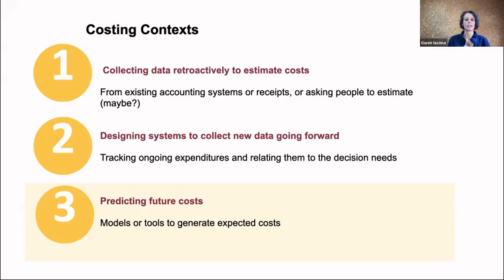So collecting data retroactively. There's also the context where, kind of like Vanessa's project, going forward, you're starting a new project, or you're trying to understand something about a system where you have the flexibility to track costs as they happen. And so this is designing new systems to collect data going forward. And that's a lot of what tomorrow's work will be. Finally, I think there's another context which is predicting future costs. And often you have to have information from one of these two other contexts in order to do that. But we are not really going to get into predicting costs in the course today.